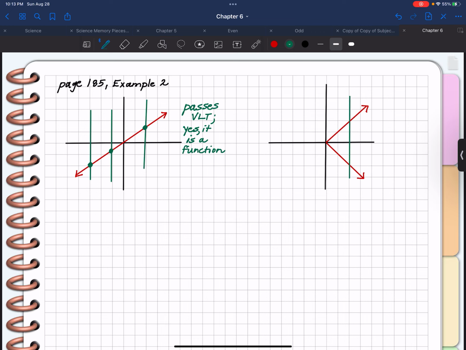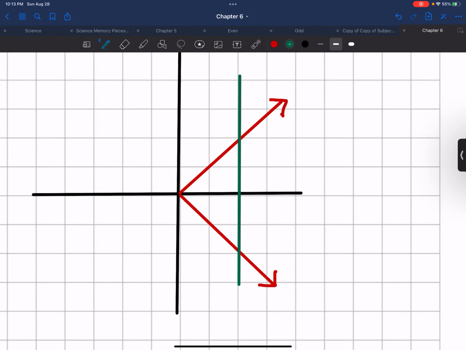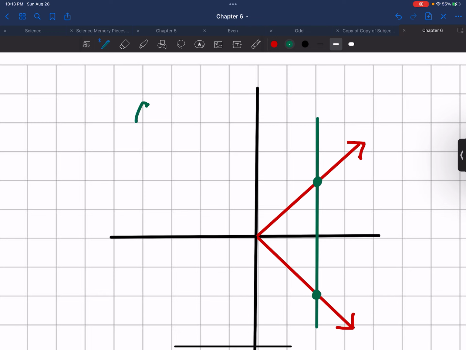It is not a function, because look at this. The green line touches the red one here, and it touches the red one here. So we can say that this one fails the vertical line test. Therefore, it is not a function. Okay. So that brings us to the end of page 185.